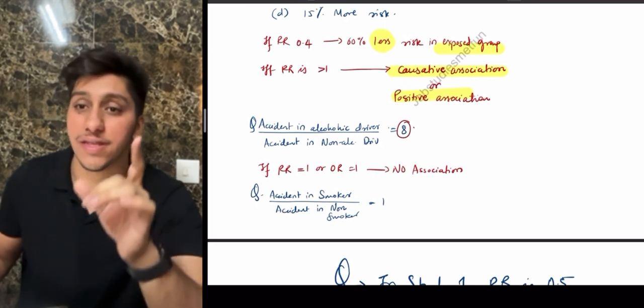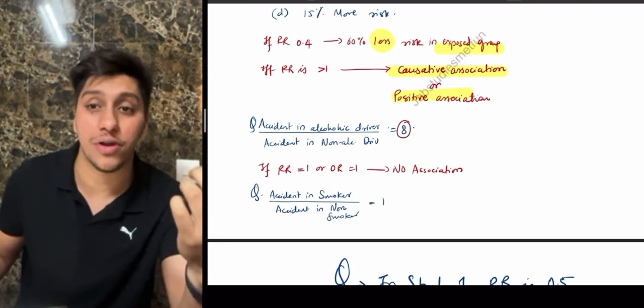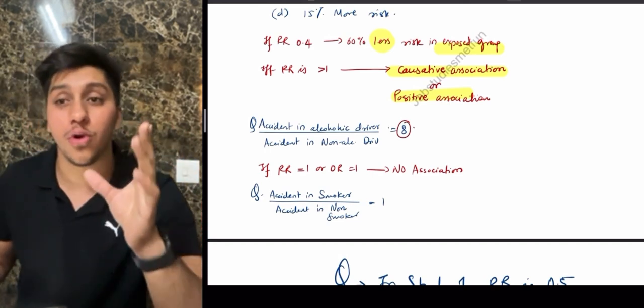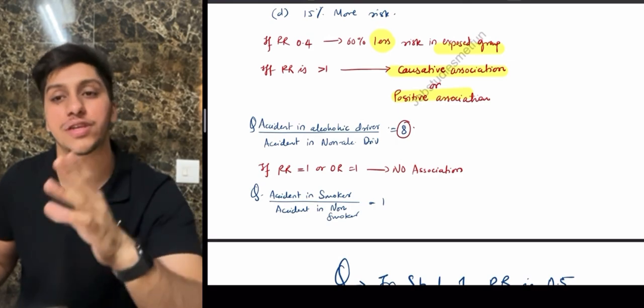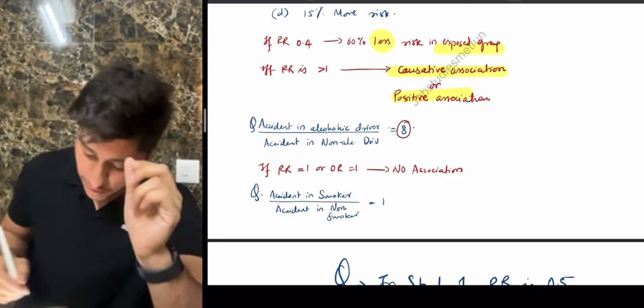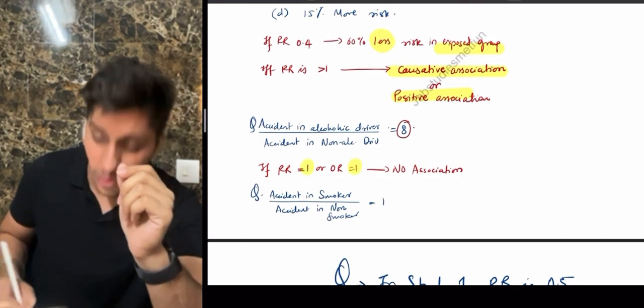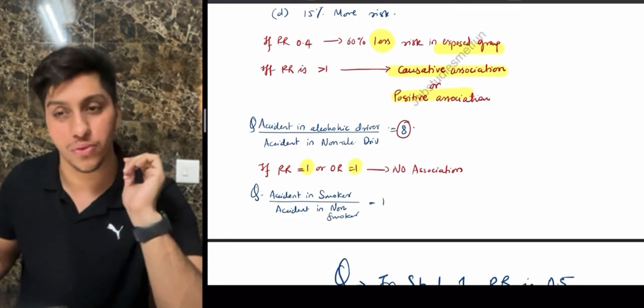8 is to 1, which means, with respect to this question, the accident risk is much more in alcoholic drivers than in non-alcoholic drivers. So over here, it is more than 1, which means definitely alcohol is found to be associated with accidents in case of RTAs. Okay. Whenever the RR is equal to 1, the odds ratio is also equal to 1, which means there is no association. Please make sure you know that.